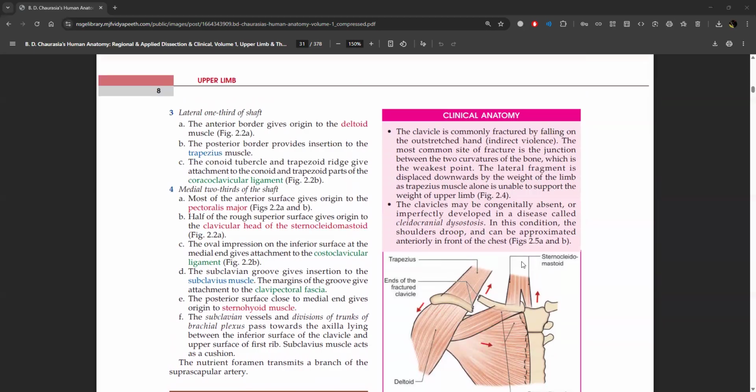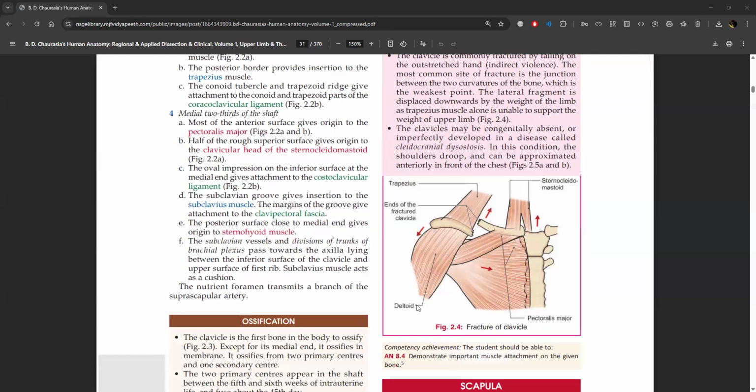Clinical anatomy. The clavicle is commonly fractured by falling on the outstretched hand, indirect violence. The most common site of fracture is the junction between the two curvatures of the bone, which is the weakest point. The lateral fragment is displaced downwards by the weight of the limb, as the trapezius muscle alone is unable to support the weight of the upper limb, figure 2.4.